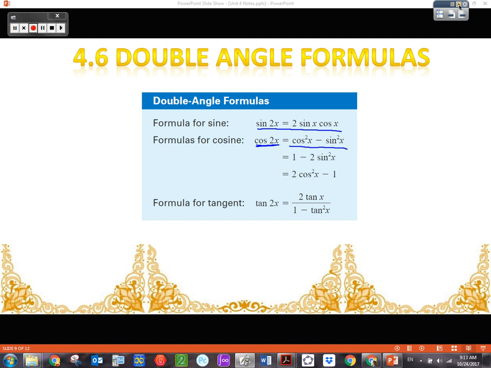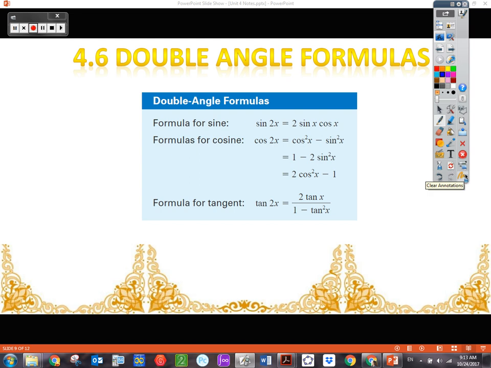And I'll just show you what you would do. Well, notice how this one doesn't have a cosine in it. So I would use my Pythag. We know cosine squared is 1 minus sine squared. And we see that this is equivalent to 1 minus 2 sine squared. So all they did to come up with these other two is to use Pythagorean. So here I would get my 1 minus 2 sine squared. If I wanted to use that, that's what I would do.